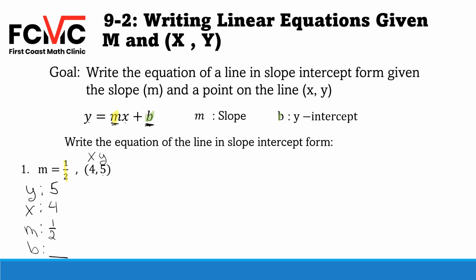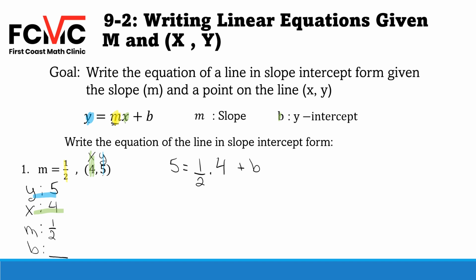So m, well, that's 1/2. x is 4. y is 5. And b, that's our unknown. So let's substitute these values into our equation. So we're going to have 5 equals 1/2 times x, which is 4, plus b, which is our unknown. So we basically need to solve this equation for b.